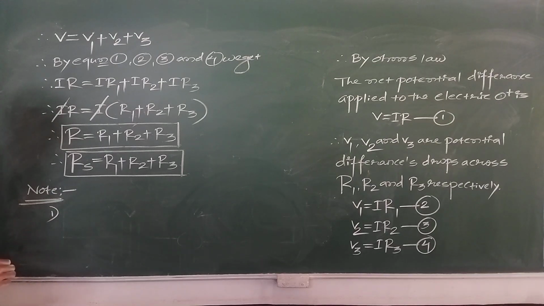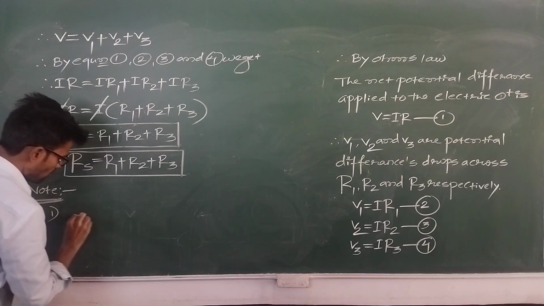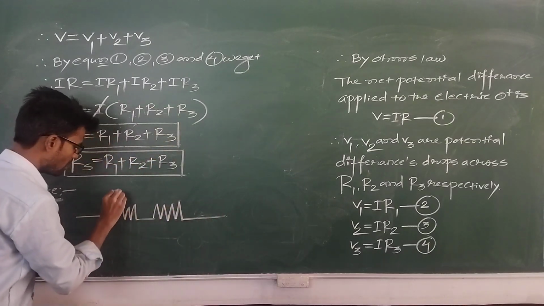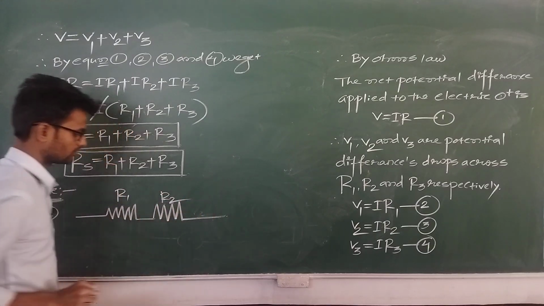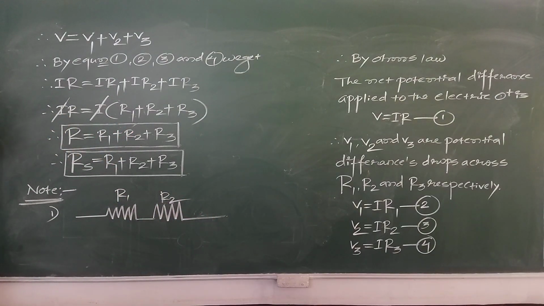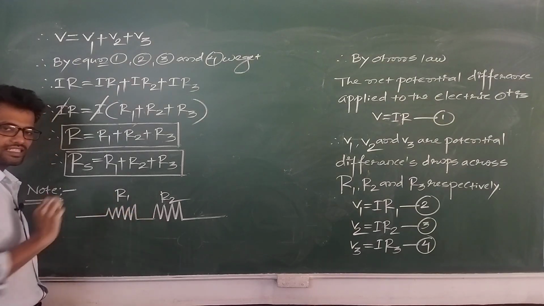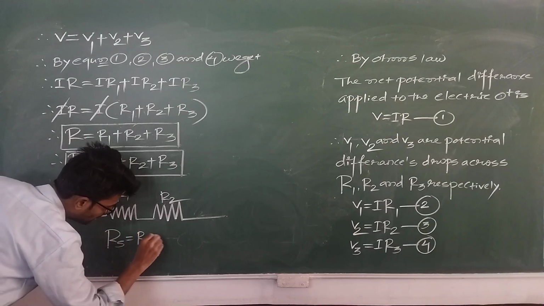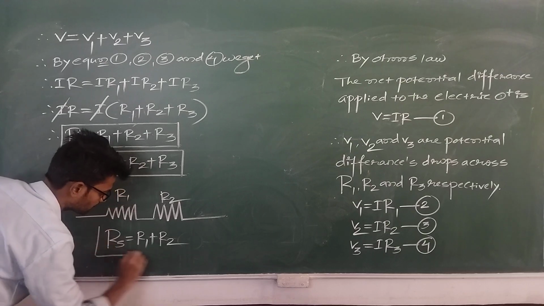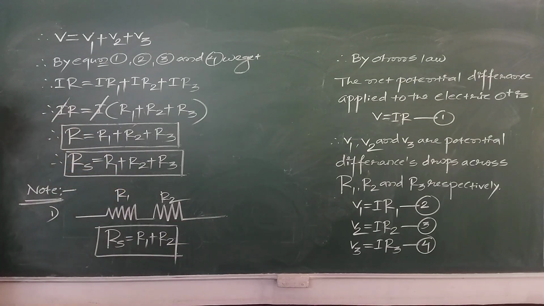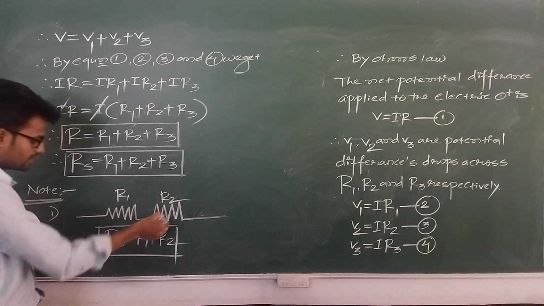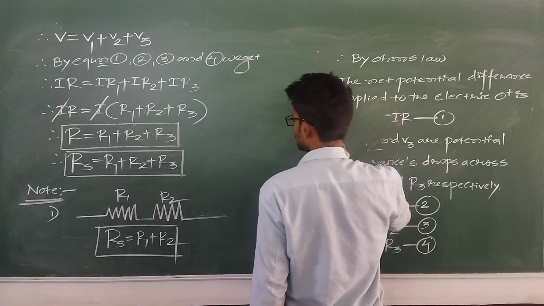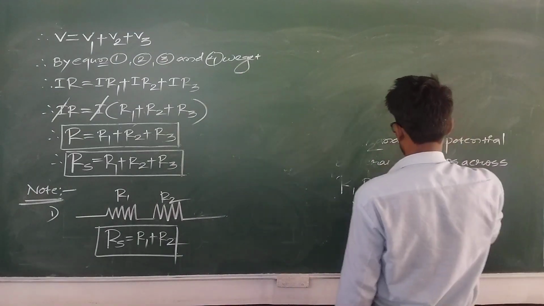Note number 1. When two resistors of resistance R1 and R2 are connected in series, then the equivalent resistance is given by RS is equal to R1 plus R2. Remember the formula. When two resistors are connected in series, the equivalent resistance is RS equals R1 plus R2.